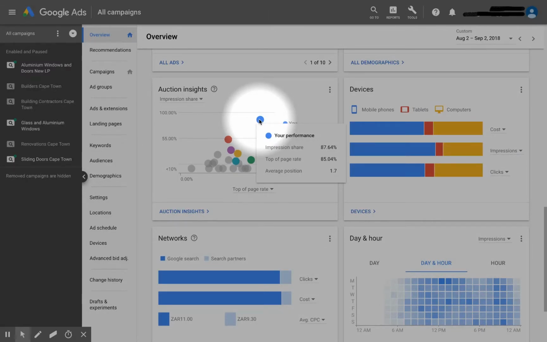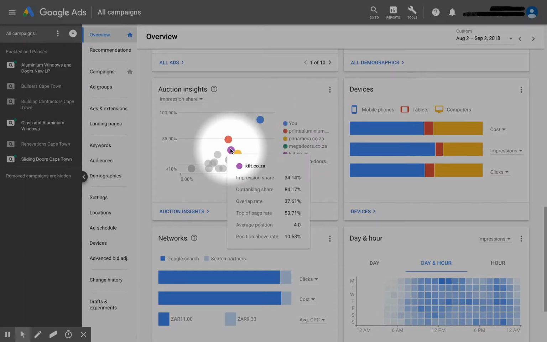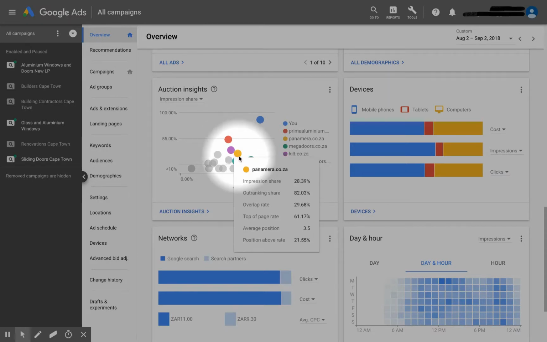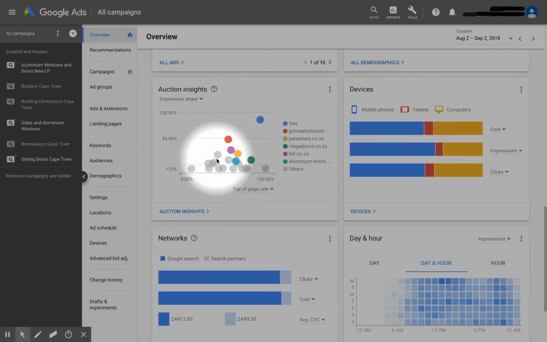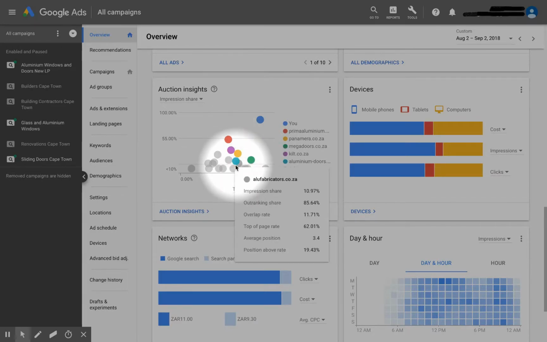You can see there, by Google's own admission, we're shown 87.64% of the time, and at the top of the page, 85.04% of the time. And all of our competitors, they're only shown 34% of the time. They're at the top of the page 53% of the time. So you can see, and the gray dots are competitors that are even further behind us.